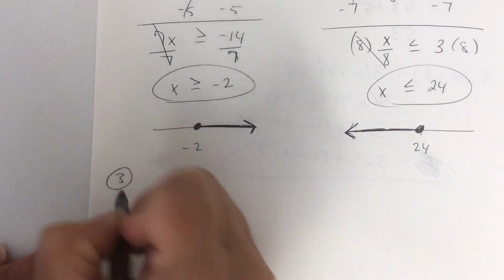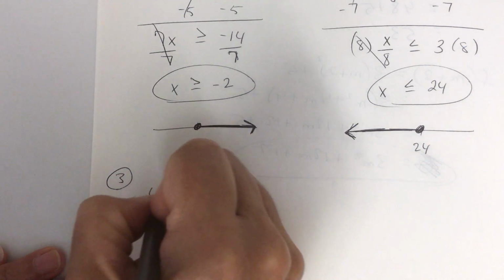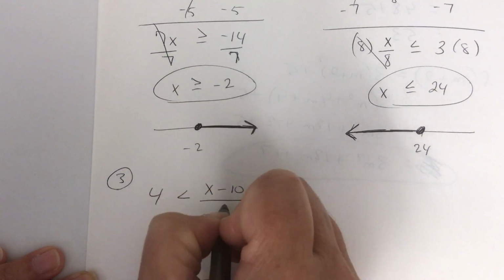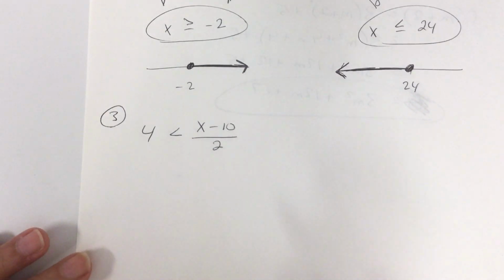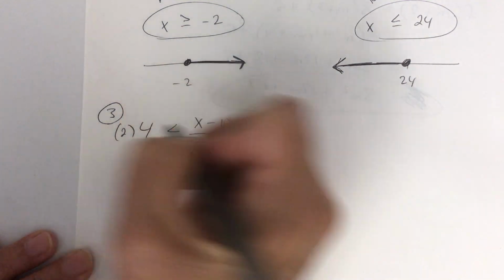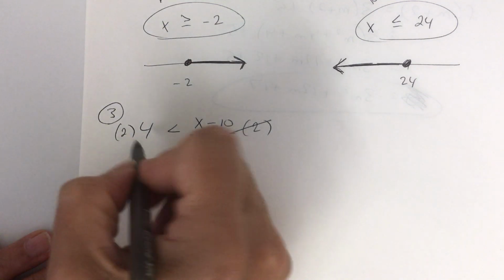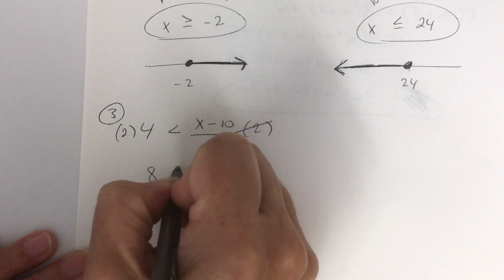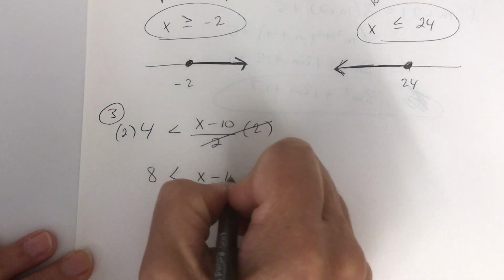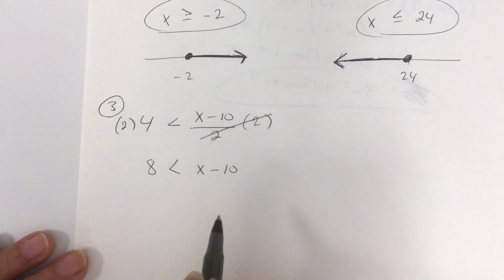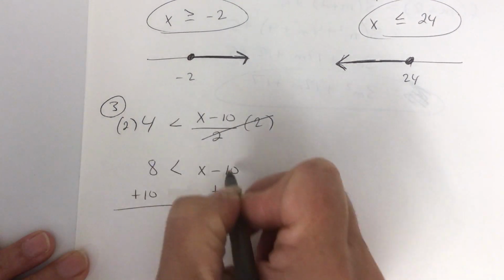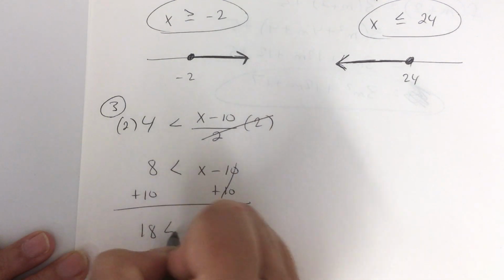Example 3, 4 is less than x minus 10 all divided by 2. So we're going to start with getting rid of the division. This is divide by 2, so we're going to multiply both sides by 2. That cancels out. 2 times 4 is 8. Bring down the less than sign. The 2's cancel, so you're just left with x minus 10. So now I'm going to add 10 to both sides because it's minus 10. That cancels. I have 18 is less than x.